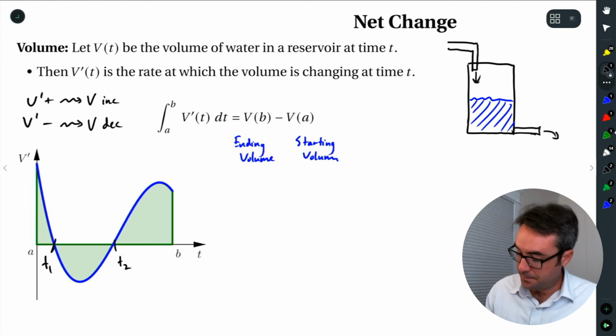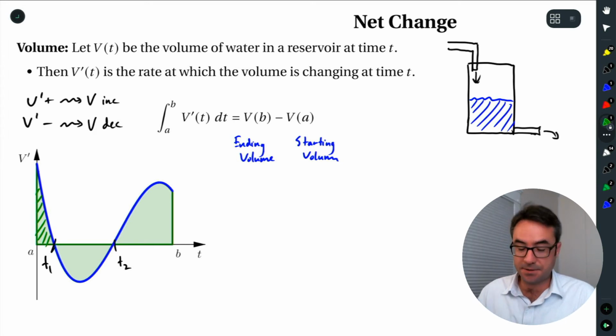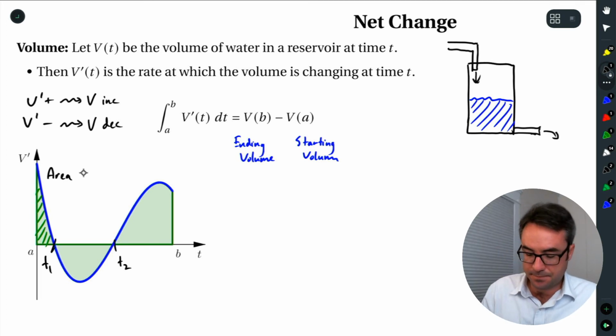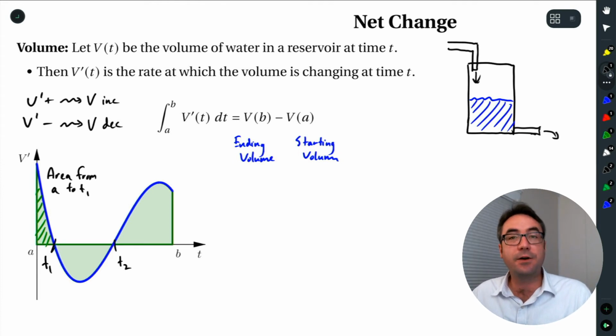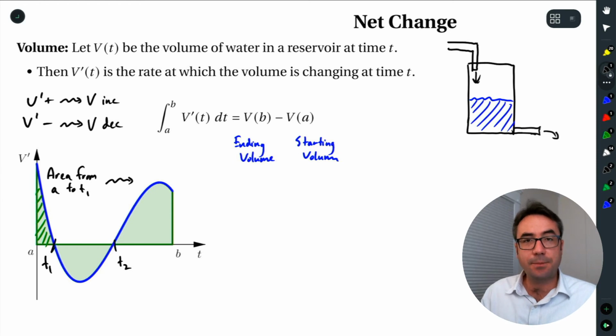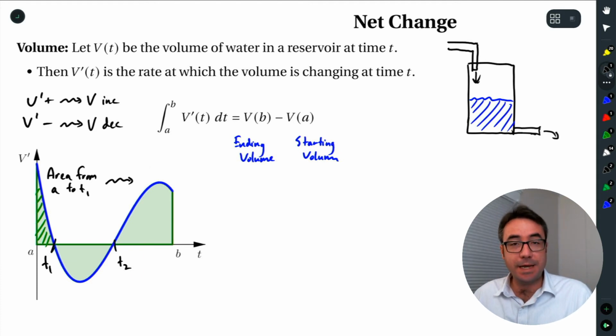So let's look at this region right here from A to T1. That region under the graph is above the horizontal axis. So if we just think of this as a curve and we're finding the area under the curve, the area for this shaded region, what does it represent? Well, it actually represents how much our volume increased during that little time interval from A to T1. So if we were to calculate the area for this shaded region, it represents how much water, or the volume of water, we increased during that time interval.